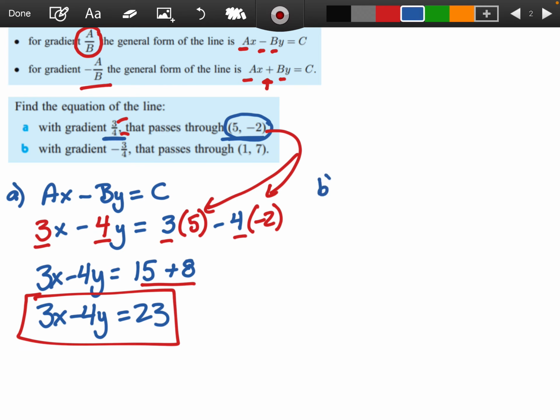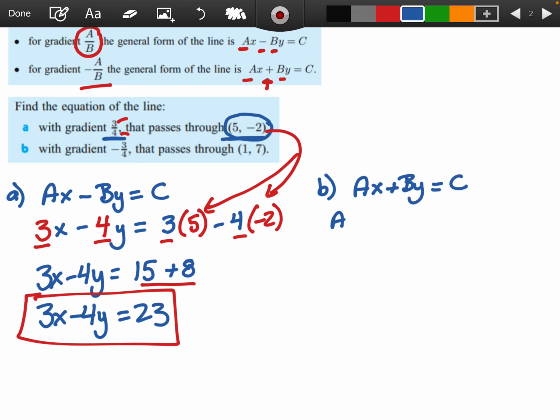So we can do the same thing with B, except this time I have a negative gradient. If I have a negative gradient, that means Ax plus By equals C, because x never becomes negative. It's only the symbol in between that changes when the slope is negative or positive.